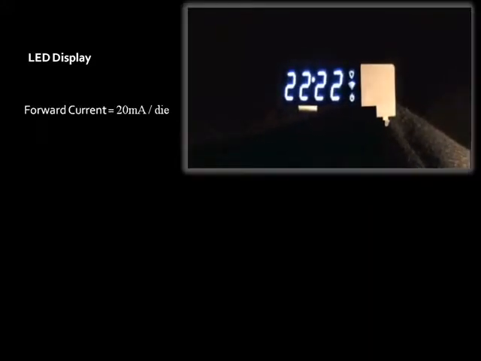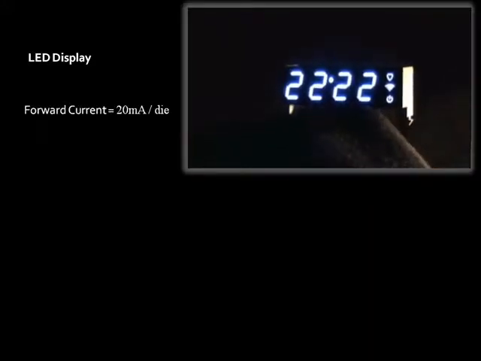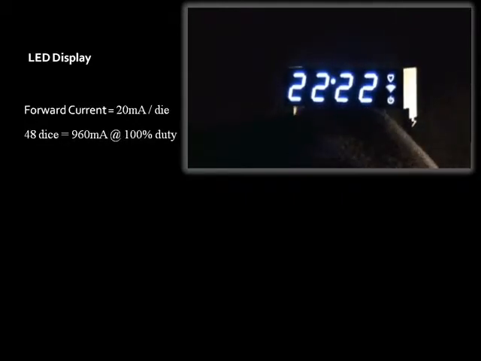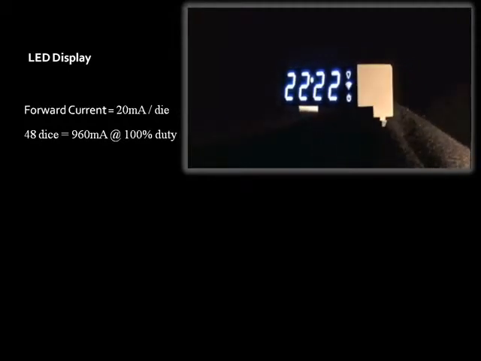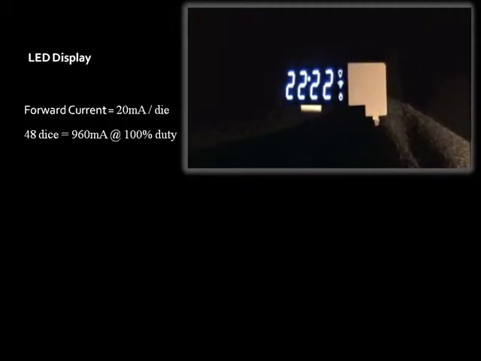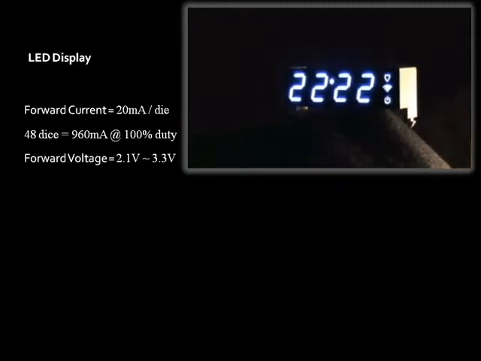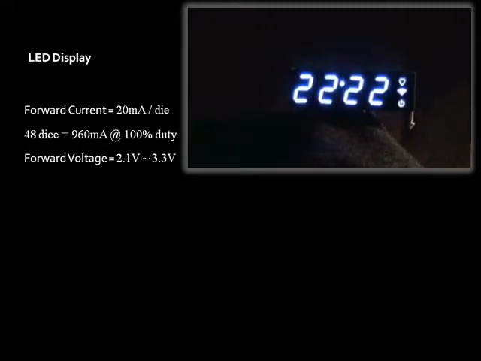As LEDs are current-driven devices, the forward current for full brightness is typically 20 milliamps per die. As more segments are turned on, the more current the display will draw. A display with 48 segments on will draw 960 milliamps at 100% brightness. Note that not all segments are normally on at a time. The typical forward voltage of common LEDs is 2.1 volt for red and 3.3 volt for blue.